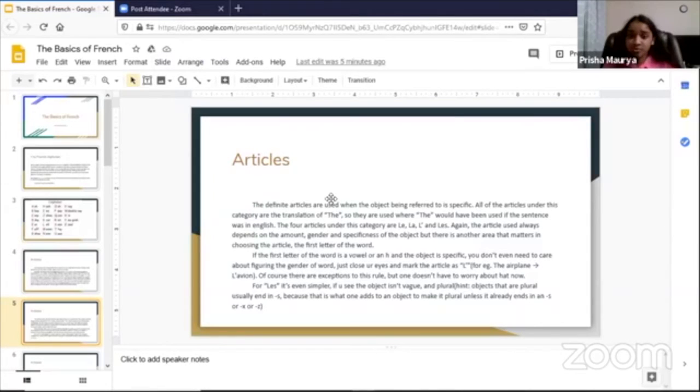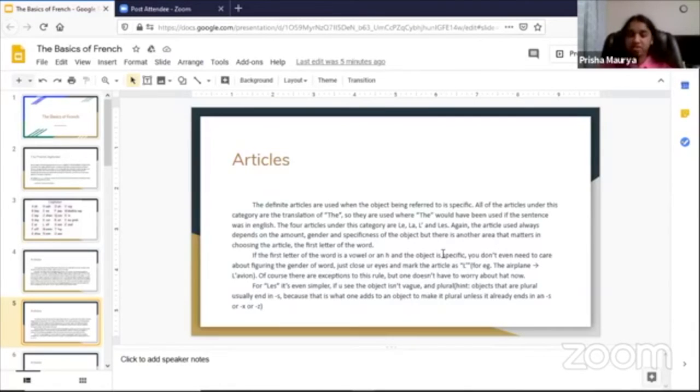Definite articles are used when the object being referred to is specific. So this is the definite article part. The previous slide was about the indefinite article, and this is about the definite article. We also have partitive articles and other types of articles, but we're only going to be focusing on these 2 because they're the major articles that we need to learn about. The definite articles are used when the object being referred to is specific. For example, the Eiffel Tower.